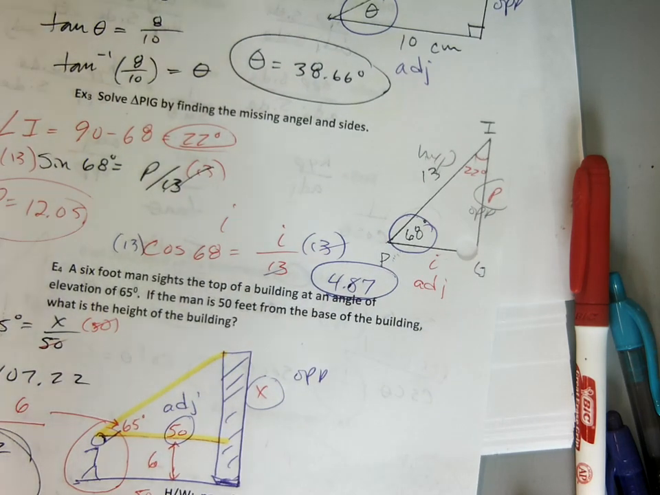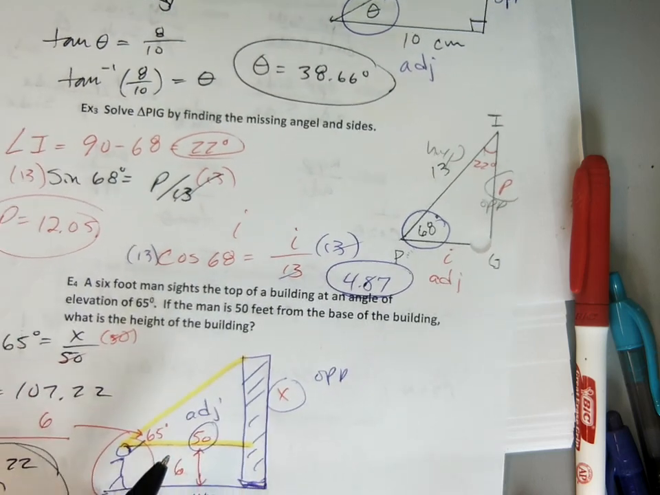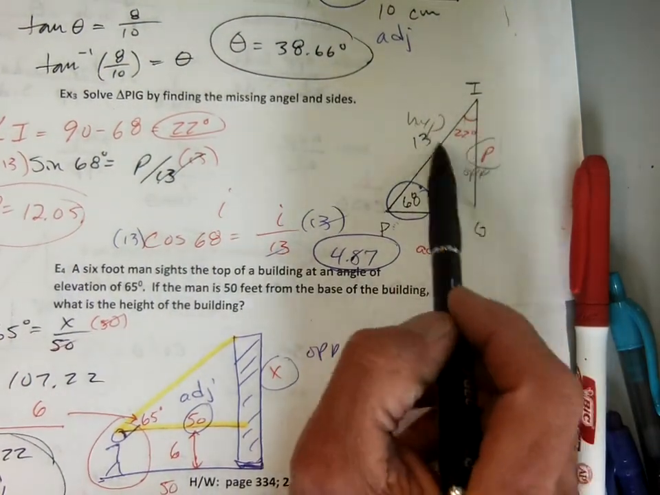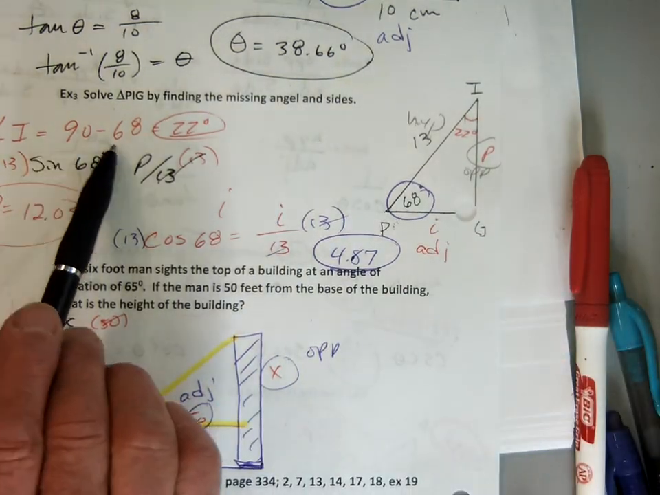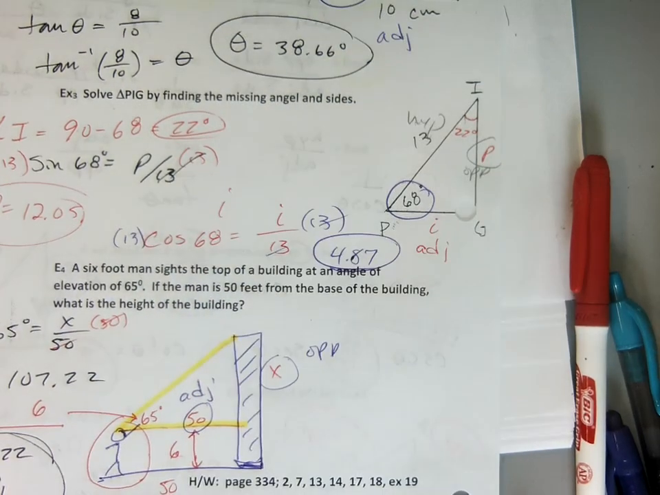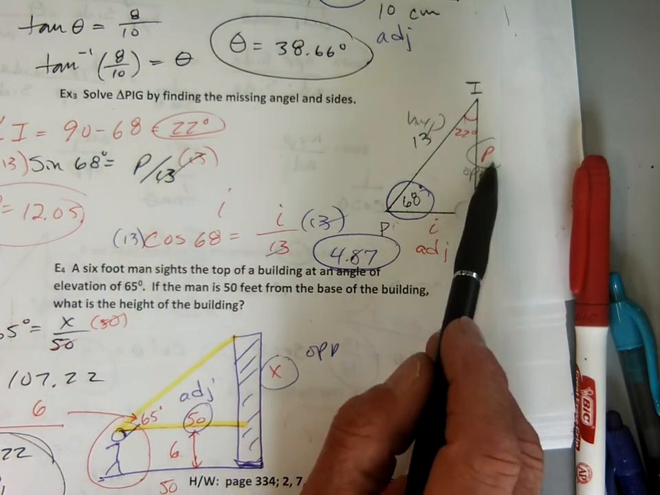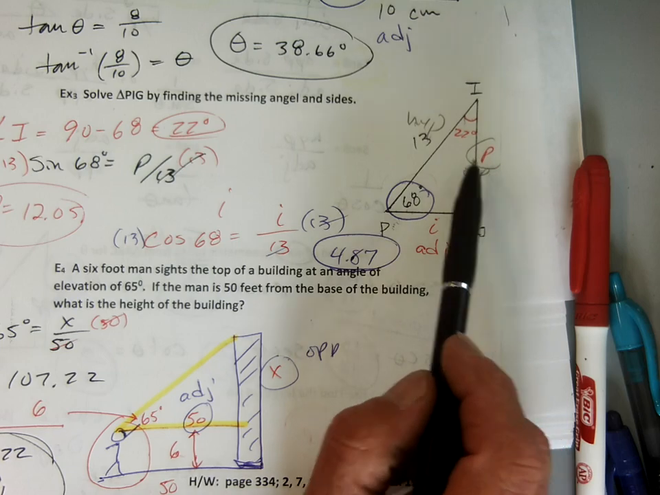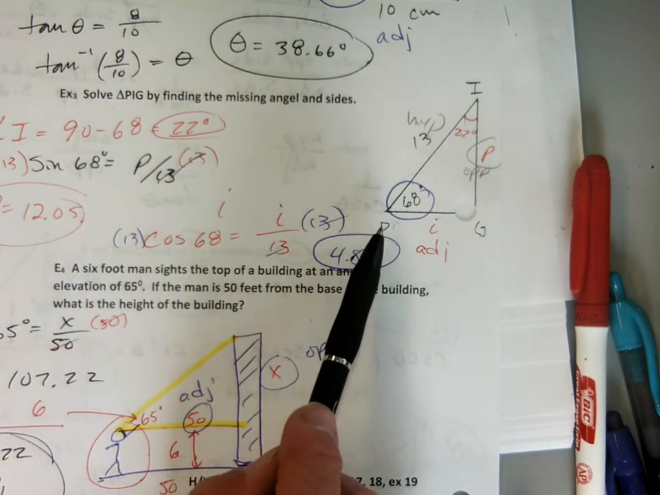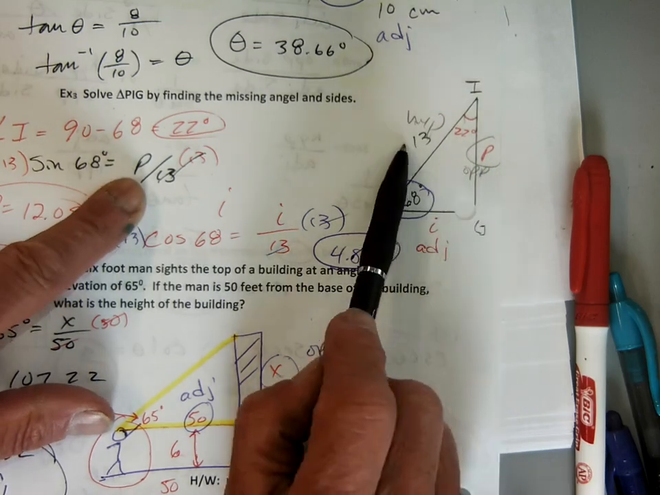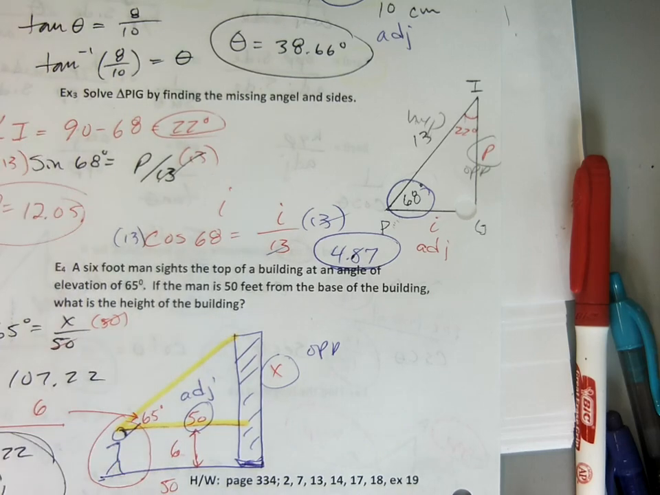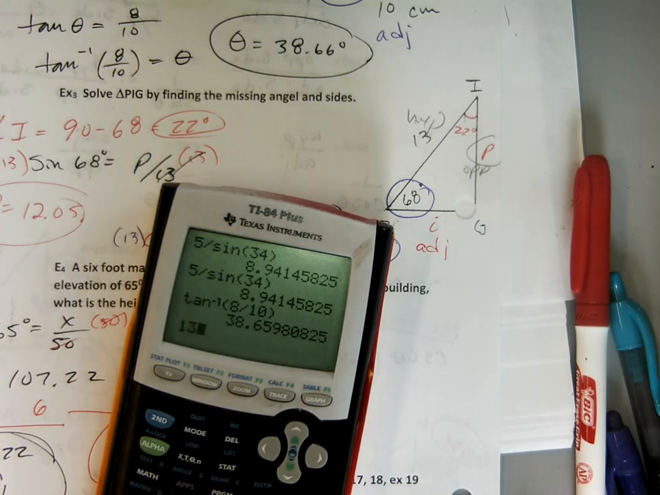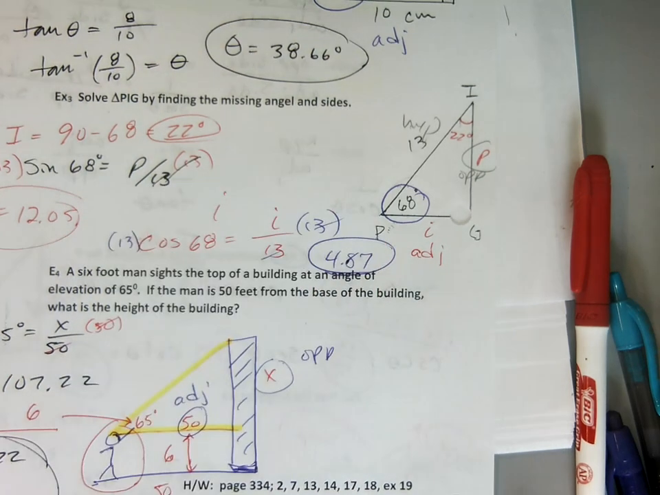Example 3, we had to find all of the missing pieces. So first of all, I went to angle I, and these two angles always add up to 90, always. So I just went 90 minus 68, gave me 22 degrees for angle I. And then, well, we thought, let's find side P, which is the opposite, with the hypotenuse. We set up sine of 68 is equal to the opposite over the hypotenuse, which is P over 13. Then to solve, I multiply by 13. I just used my calculator, 13 sine of 68, and I got my answer of about 12.05.